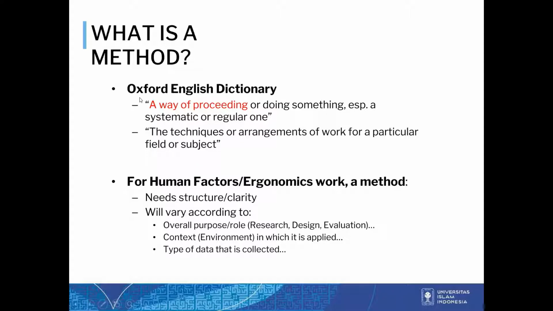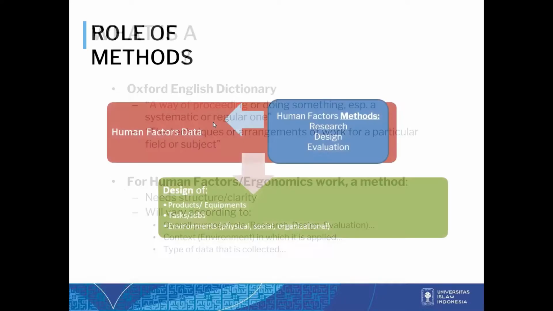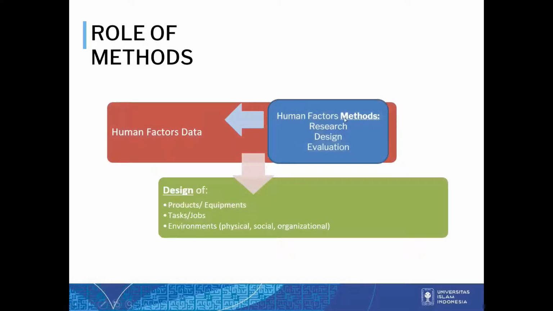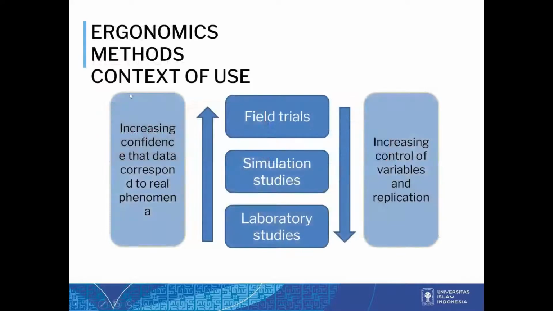Based on the Oxford English Dictionary, a method is a way of processing something. So the role of methods, human factor methods, consists of research, design, and evaluation. So this is human factor data and design of product, which can be product or equipment, task or jobs, environment like physical, social, organizational. And this is the ergonomics method, context of use.